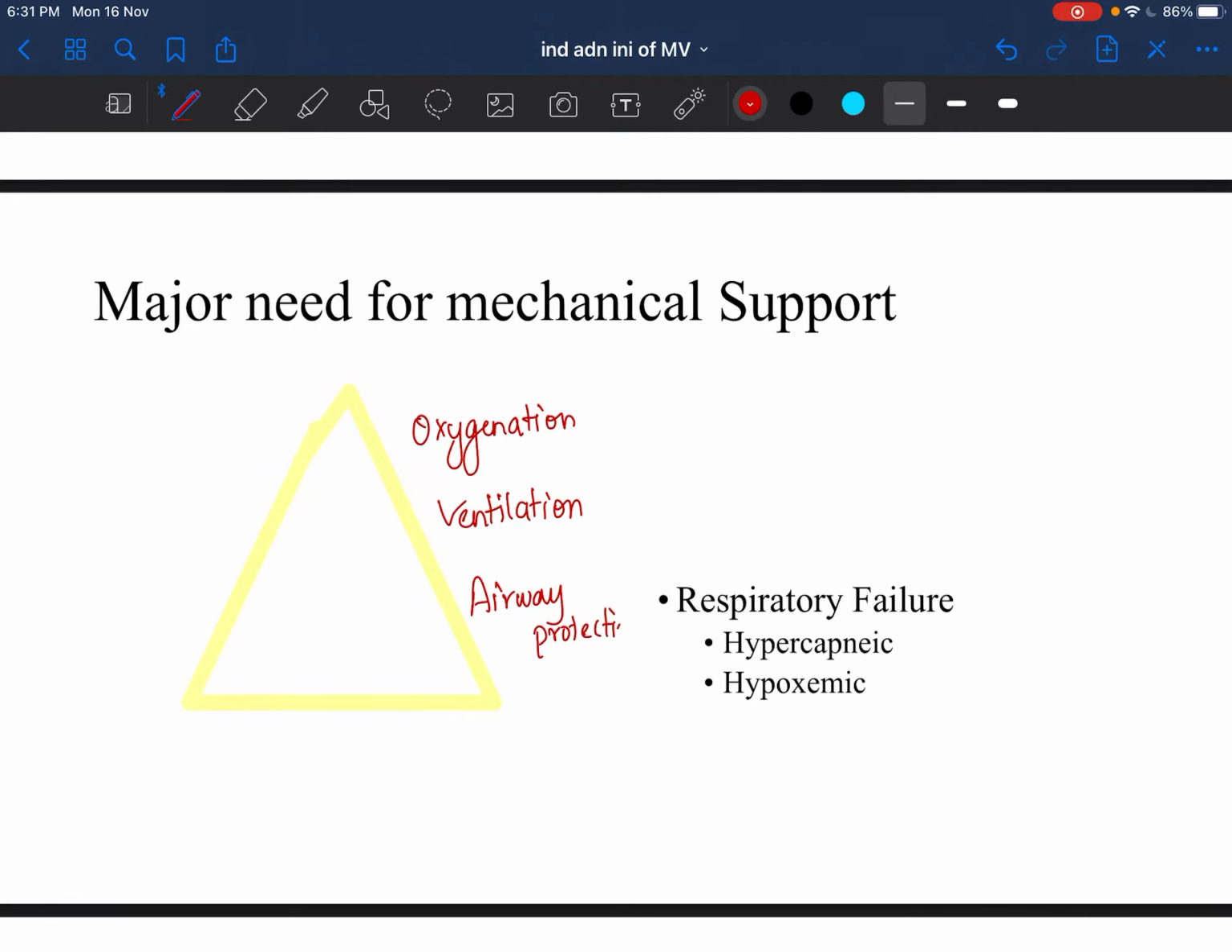Whatever may be the cause, if it is going to hit the patient too hard or too fast, it is going to result in respiratory failure, which can be hypercapnic, which means too much carbon dioxide in blood, or hypoxemic, which means very less oxygen in blood.